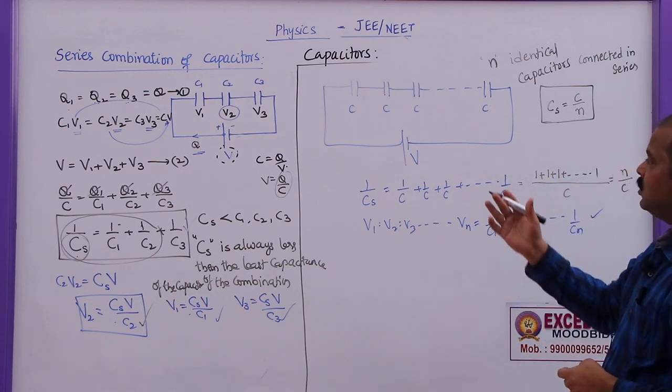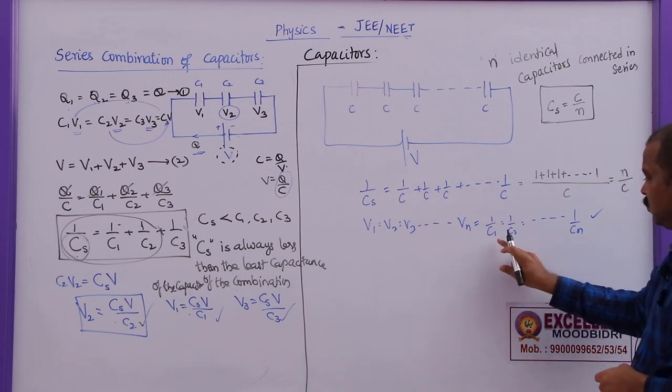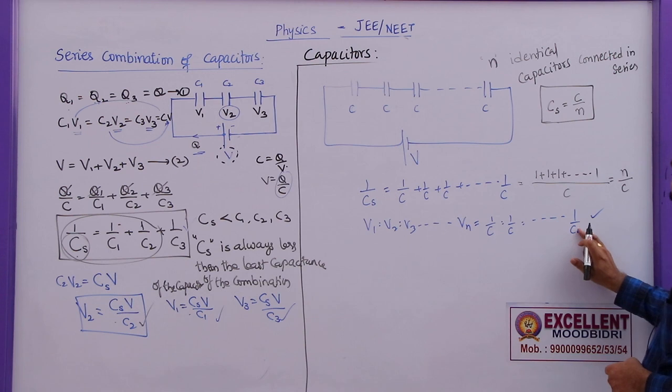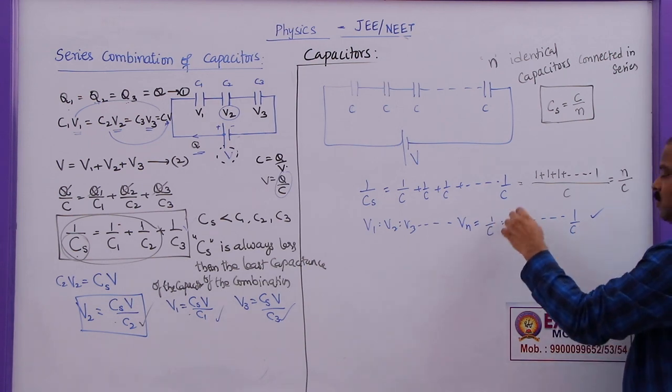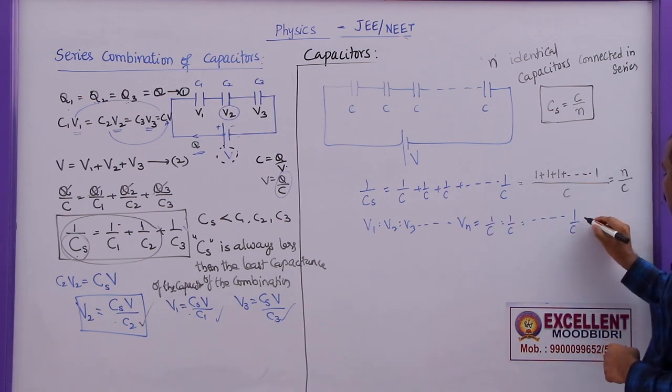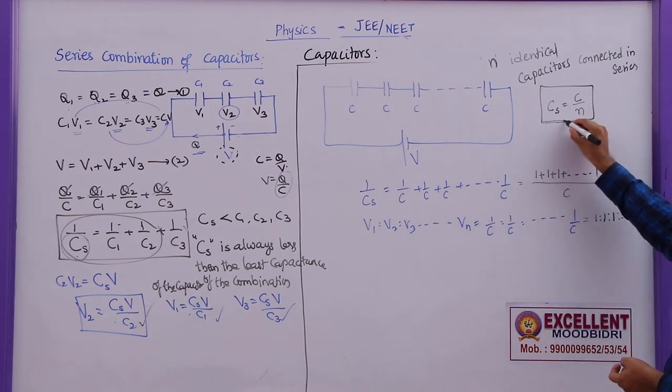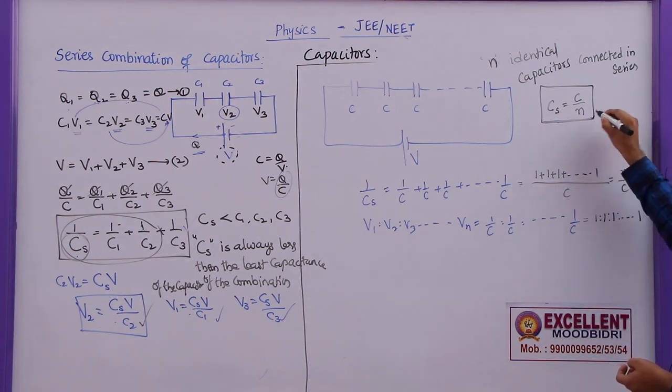Now, what is the ratio of the potential drops here? This will be V1 is to V2 is to V3 and so on up to Vn, which is going to be 1 by C, 1 by C, 1 by C. So, here also the potential divides equally in the ratio of 1 is to 1 is to 1 is to 1. So, this is another very important formula in this series combination.